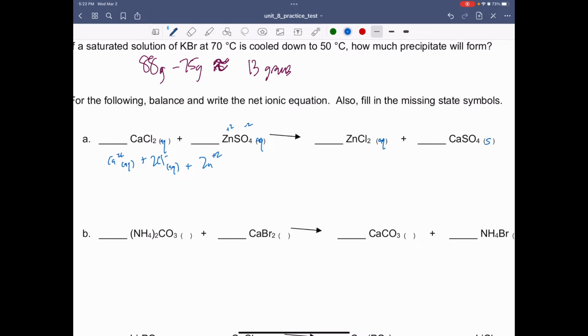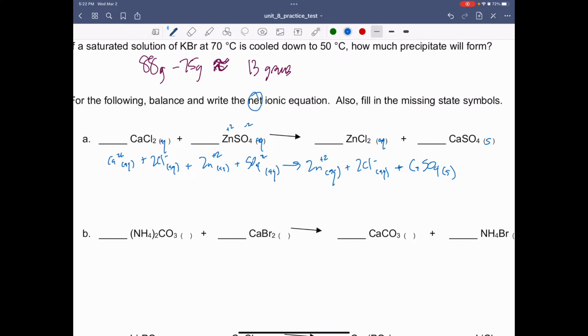So this is aqueous plus SO4 2- aqueous, produces Zn2+ aqueous plus 2Cl- aqueous plus, okay, now this is a precipitate. It doesn't break apart. That's the whole point, that it stays solid. All right, so that is the complete ionic equation, but we are supposed to do the net ionic equation.